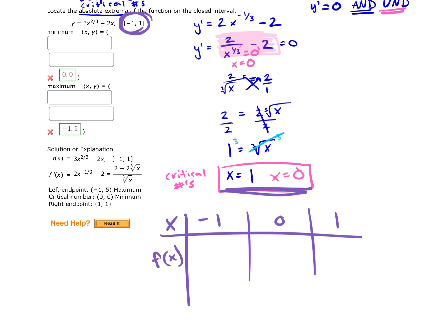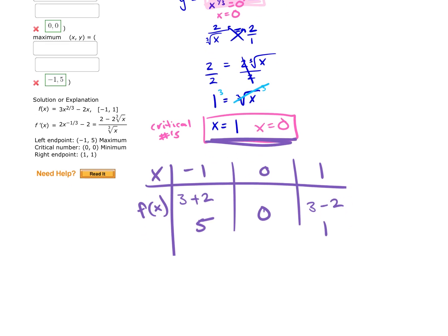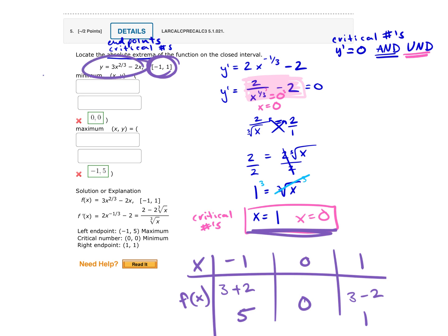So when we plug in -1, -1 to the 2/3 power would be 1. So we get 3 minus 2 times -1, which would be plus 2. So we get 5. We plug in 0, we get 0. And when we plug in 1, this would be 3 minus 2, which would be 1. You're plugging this into the original function.